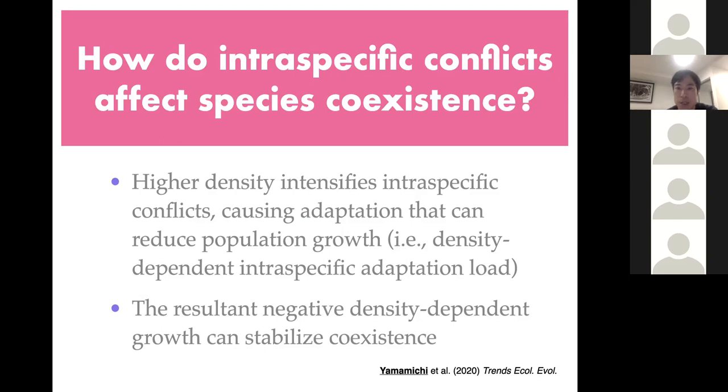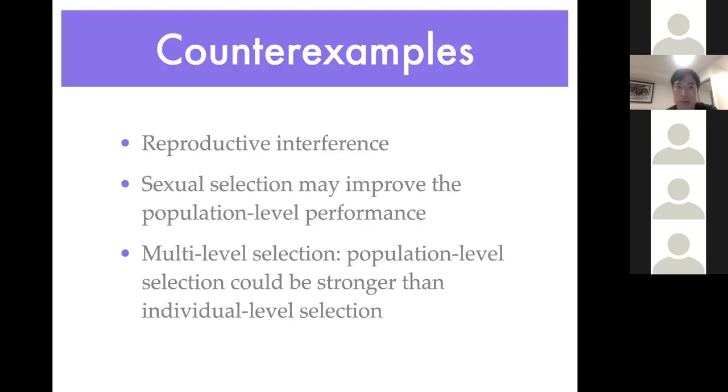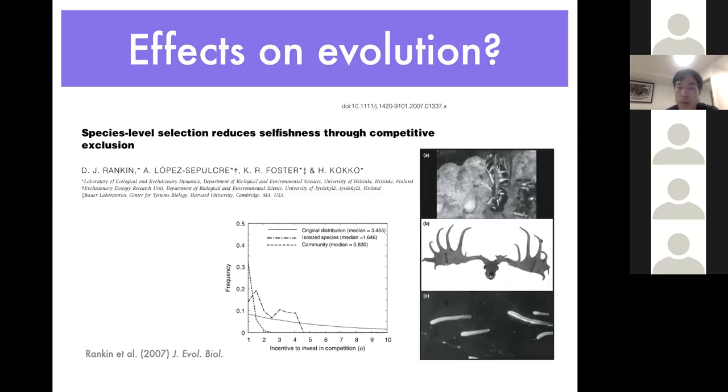But this is just a theoretical framework and prediction, and we don't know how common it is in nature. And of course, there are several counterexamples where intraspecific conflicts can result in the extinction of competing species. For example, reproductive interference may be an outcome of intraspecific conflict as well. Also, sexual selection may improve the population level performance by effectively selecting the better mate, and that can result in competitive exclusion as well. And also, we haven't considered multi-level selection, where population level selection could be stronger than individual level selection. But that's a different topic, and it may be interesting to think about the effects on long-term evolution for understanding this kind of species coexistence in longer timescales.